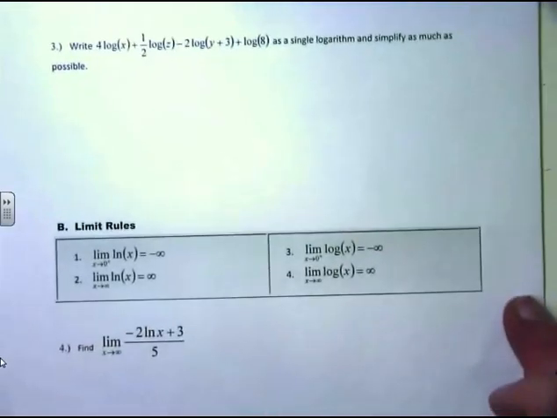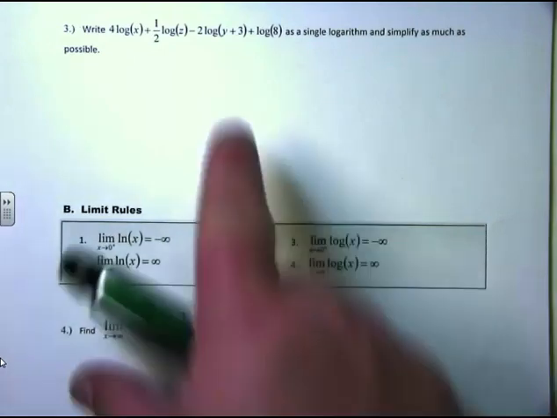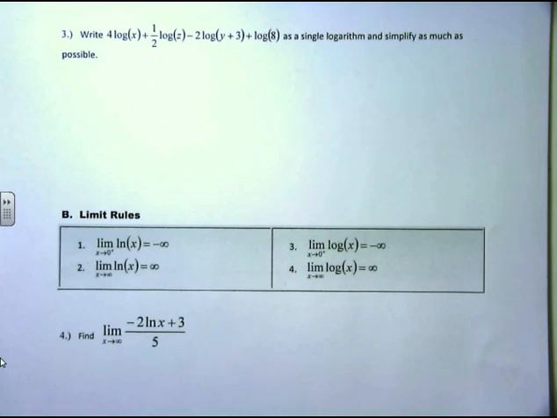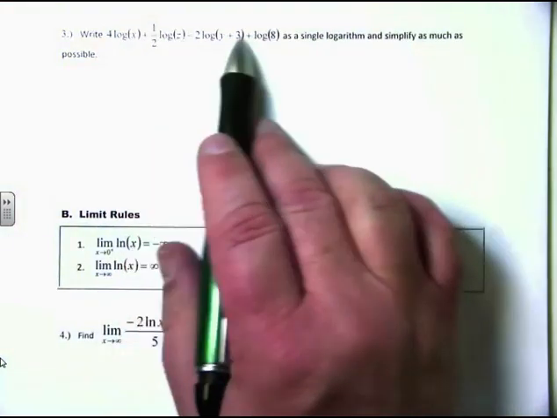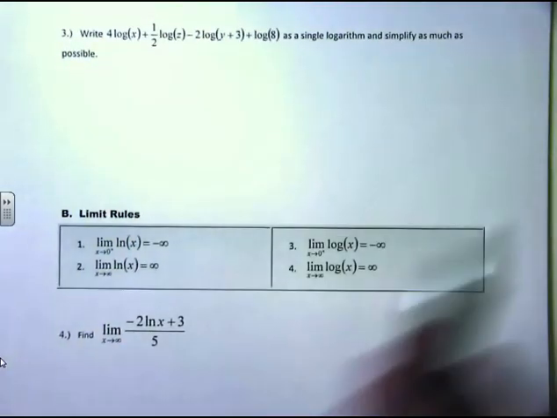Over here, I consider these log problems the Humpty Dumpty kind of problems. We take Humpty Dumpty, we bust him up into 1,000 pieces, and then it's our job to put him back together again. So here we go. Let's put him back together again. Write 4 log x plus 1/2 log z minus 2 log of x plus 3 plus log of 8 as a single logarithm. So we got these guys in multiple logs. They're all the same log, and it's understood to be log base 10 again because we don't have a base on those logs, and we want to put him back together again.